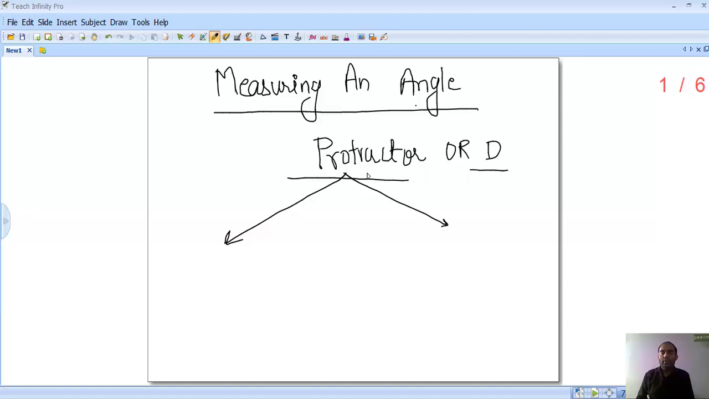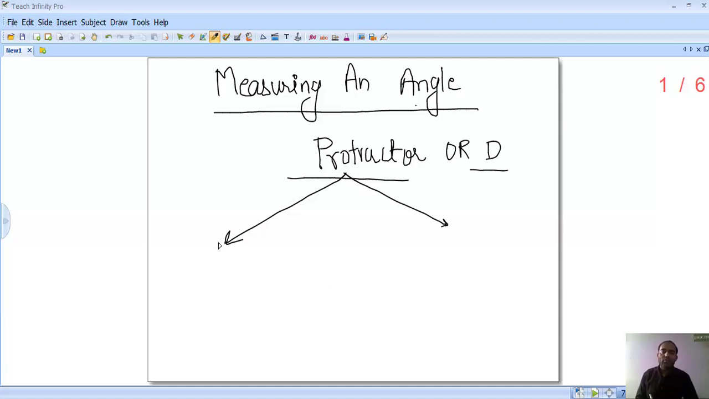You must have a protractor, or D. I will show you how it looks. First of all, for measuring an angle, you should have a protractor, or it is also called D. Why is it called a D? Because its shape is like a D.